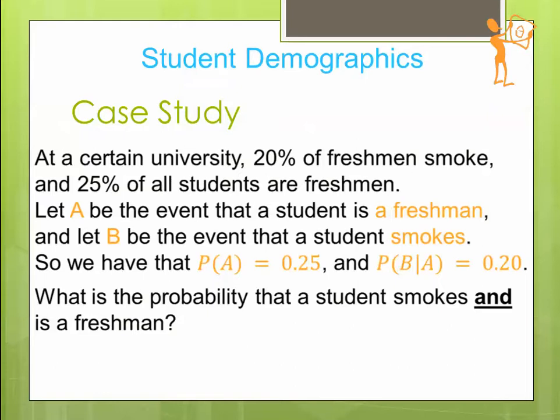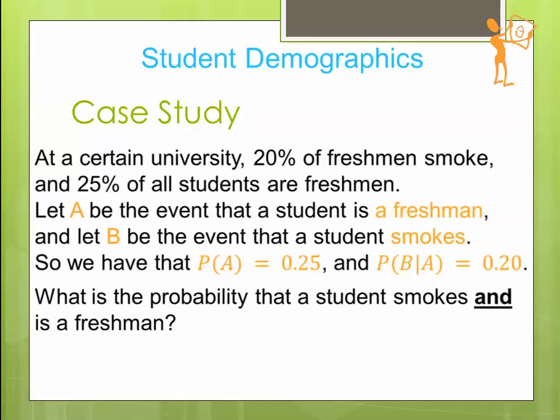So let's look at this case study real quick. At a certain university, 20% of freshmen smoke, and 25% of all students are freshmen. So let's let A be the event that a student is a freshman, and B be the event that the student smokes. What we know is that the probability of A, the probability that the student is a freshman, is 0.25, because 25% of them are freshmen.